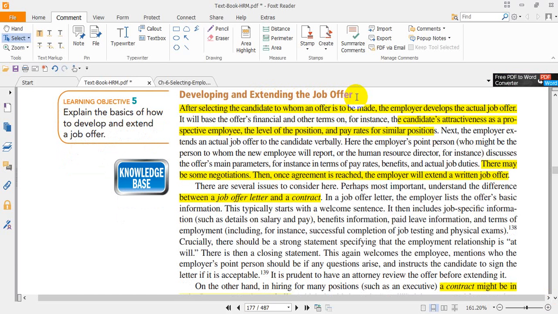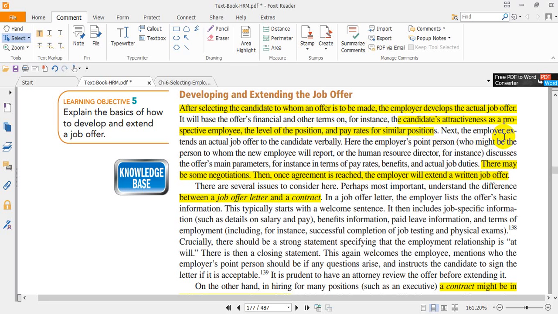After selecting the candidate to whom an offer is to be made, the employer develops the actual job offer. It will base the offer's financial and other terms on, for instance, the candidate's attractiveness as a prospective employee, the level of the position, and the pay rates for similar positions.